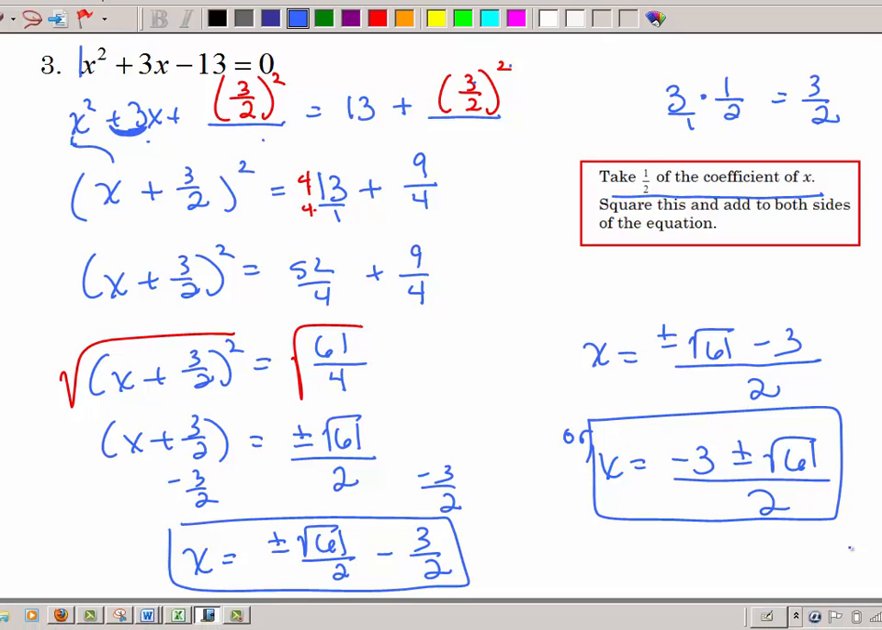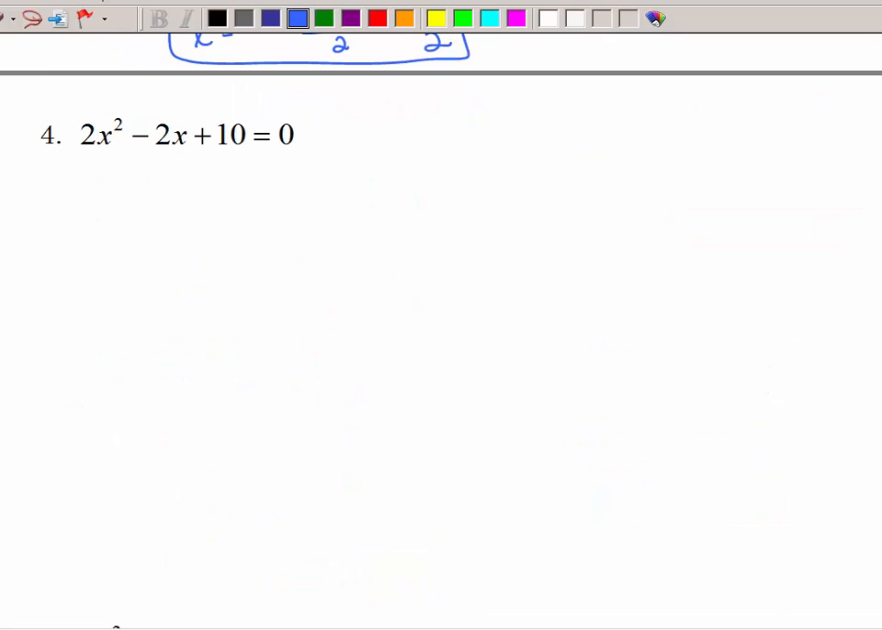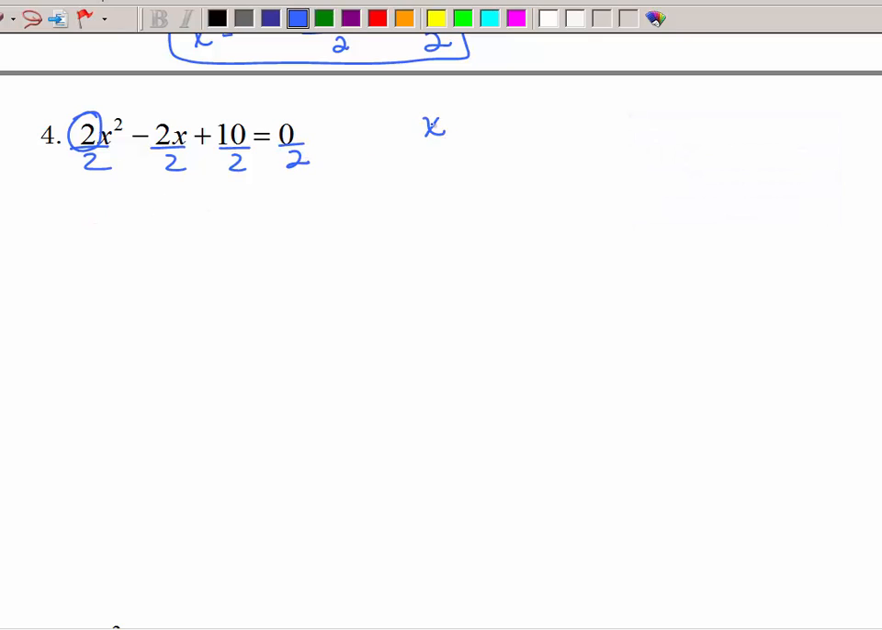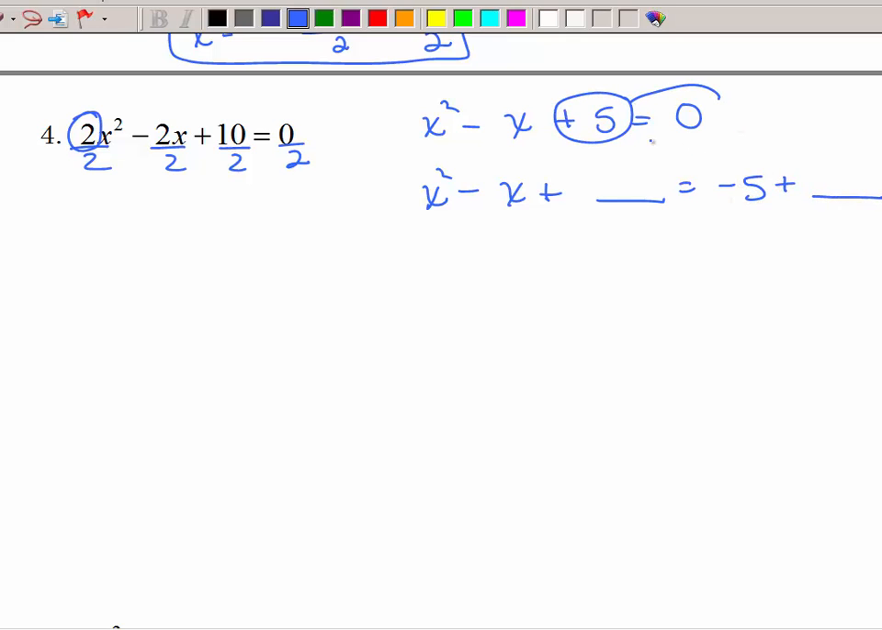So we have some fractions. Now it gets harder, because a is not 1. So what do we have to do? We have to make a equal to 1. So just divide everything by a and reduce. So I have x squared minus x plus 5 still equals 0. Now I need to move my constant to the other side, and this time it becomes negative because I would subtract 5. But what's the coefficient of x?